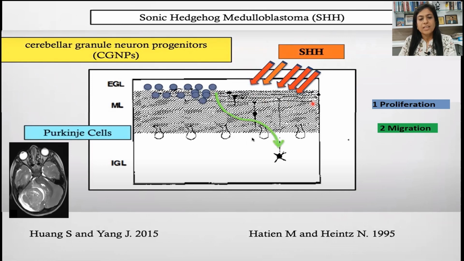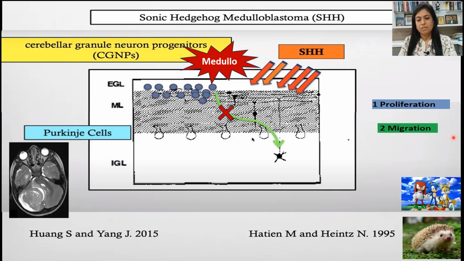So whenever there is activation of this SHH pathway on the surface, it will stop the migration of these cells, which keep on proliferating in the external granular layer, leading to the SHH medulloblastomas. So now, how has this name been derived?